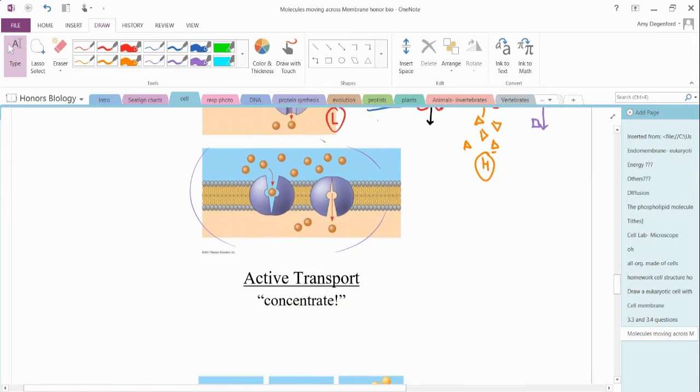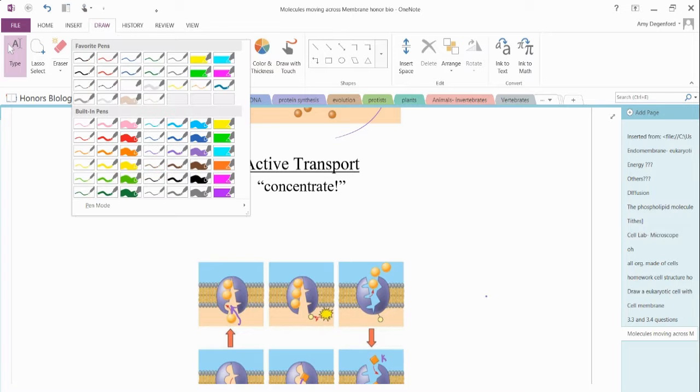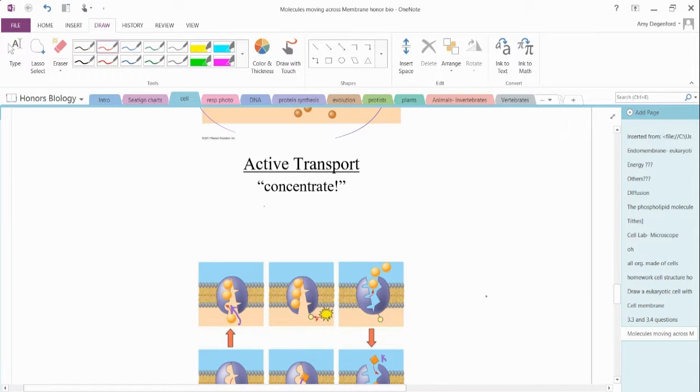Now, active transport is going to be an entirely different ball game. In active transport, we want to concentrate molecules. In this case, we're going low to high concentrations. Now, this does not happen naturally, so this is an active process. You need to add energy to this system.